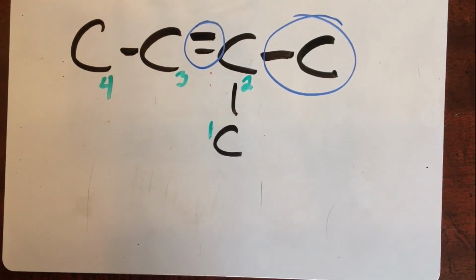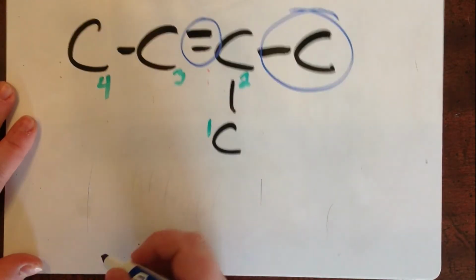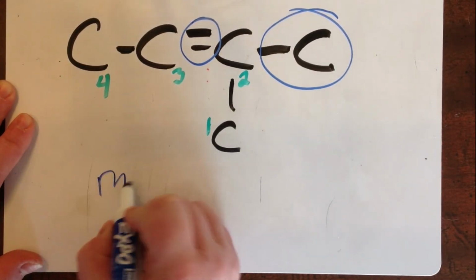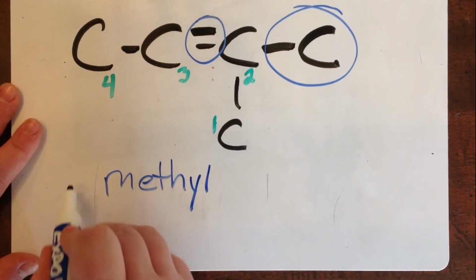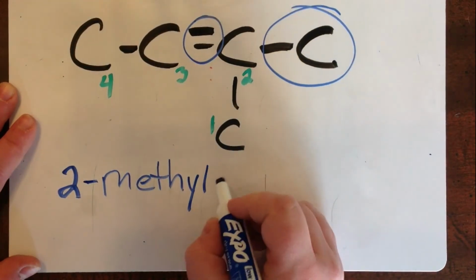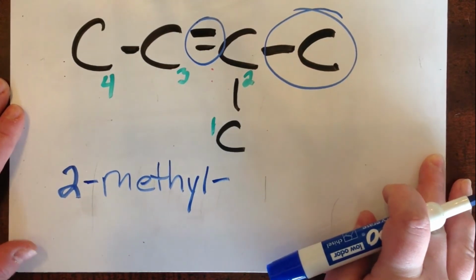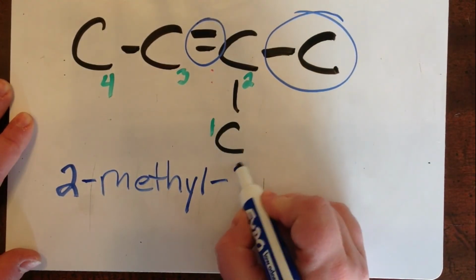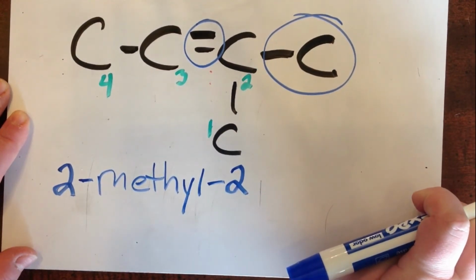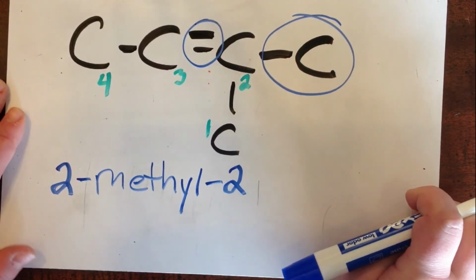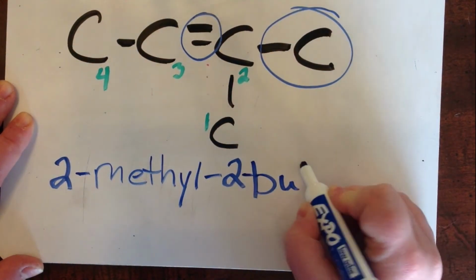So again, I need to name the branches first. There's 1 carbon in this branch. The prefix for 1 carbon is meth, so this is a methyl group. And it's coming off of carbon number 2. So 2-methyl, dash. So again, numbers are separated from words by dashes. So dash, coming off carbon number 2 is my double bond, which is going to make this be an alkene ending in ene. And there are 4 carbons in that longest chain. The prefix for 4 carbons is but, so 2-butene.